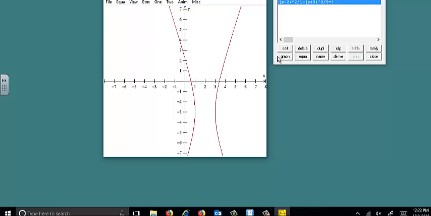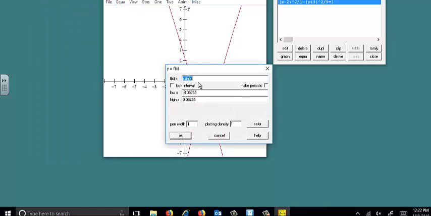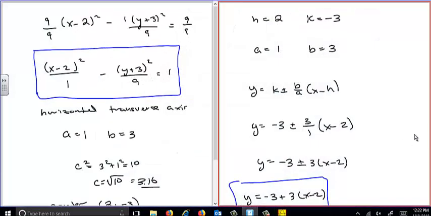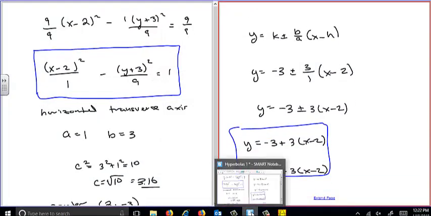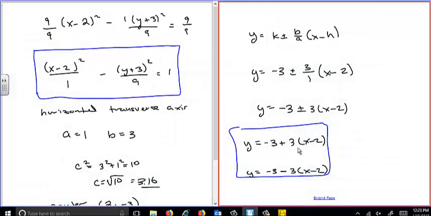Now what we can do is add another equation. We're going to do this as an explicit equation because it's going to be y equals something. Here they have f of x. I just realized it's getting out of the screen. Okay, so the equations for the lines, which are these down here, it's -3 plus 3 times (x minus 2). Let's see if that's right.